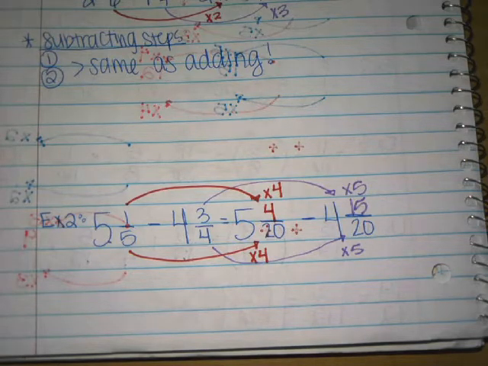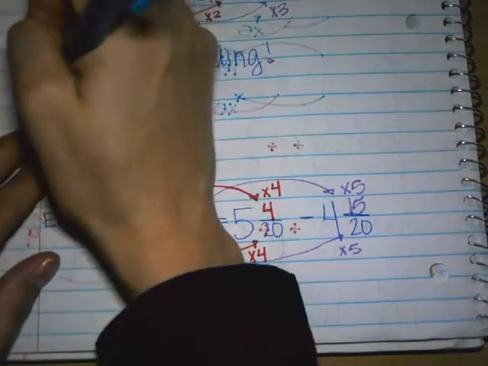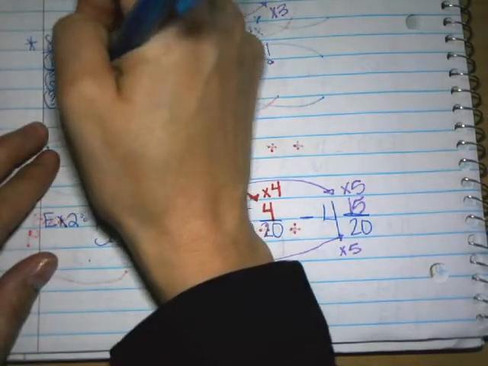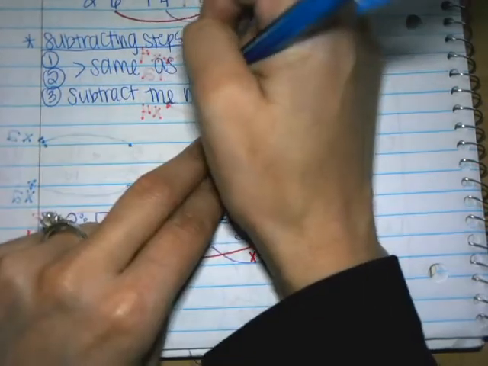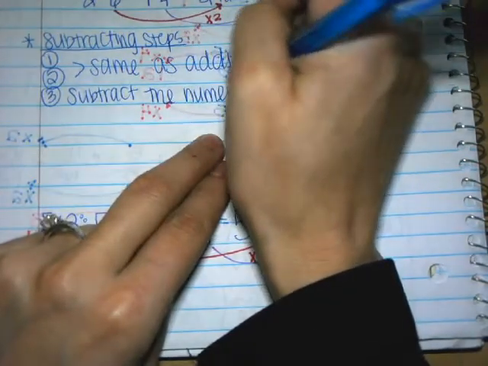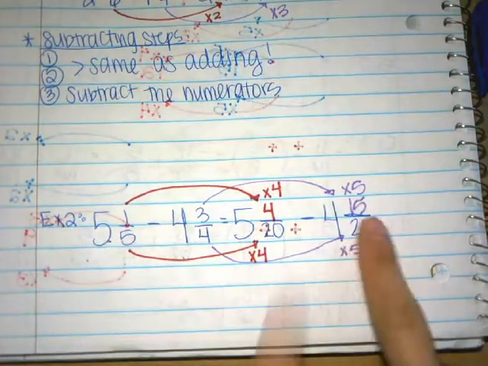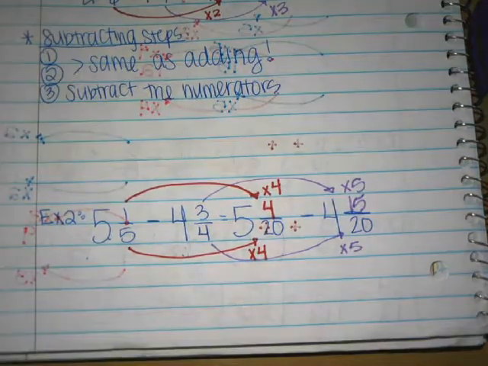Okay? Normally, when we did this, we just added the numerators, right? So what do we want to do now? We want to subtract the numerators. Okay, so when I do that, what are my numerators? 4 and 15. Can we do 4 minus 15? No. So what do we have to do when we subtract? What's that word?